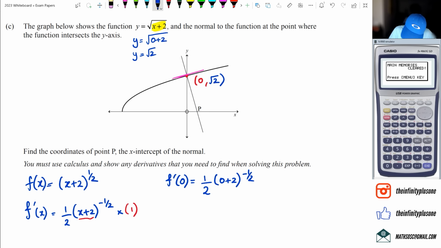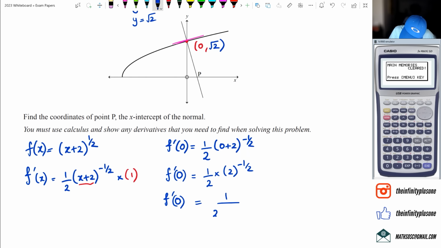That really doesn't matter. So what I've got here is f dash of 0 is equal to 1 over 2 times (0 plus 2), which is 2 to the power of -half. So I can bring that to the denominator, and when I do, I am going to get 1 over 2 times 2 to the power of +half. And of course I'm going to write it something like this. Now you don't need to simplify it all the way down to 1 over 2 root 2, but it does help when you're trying to work out the normal.